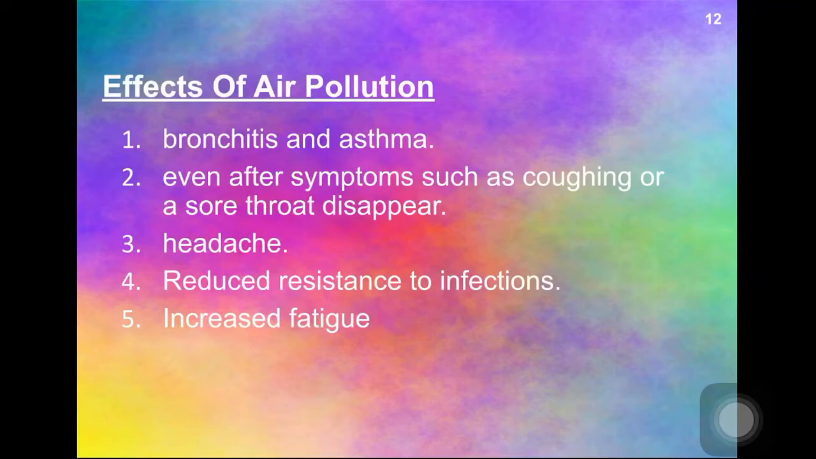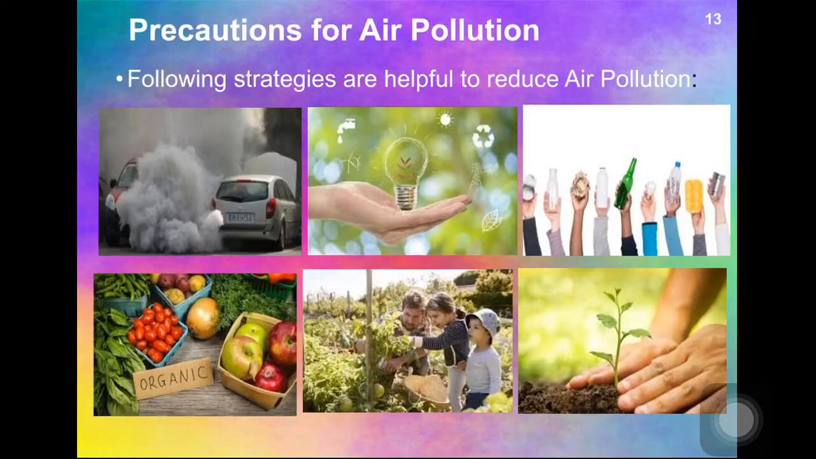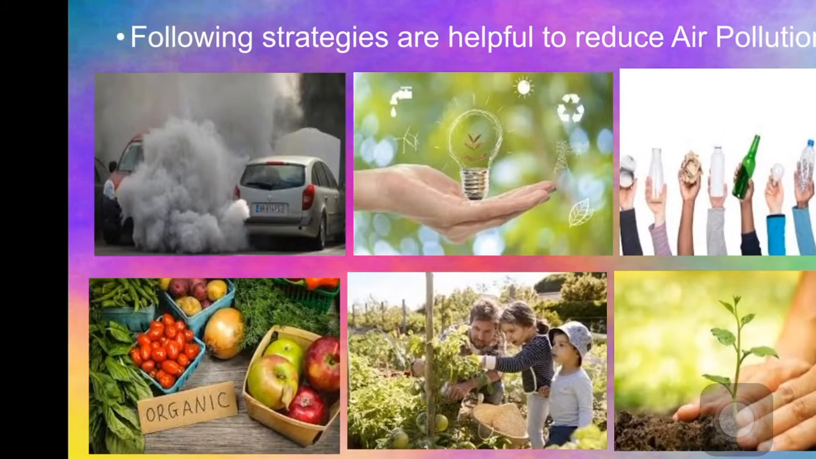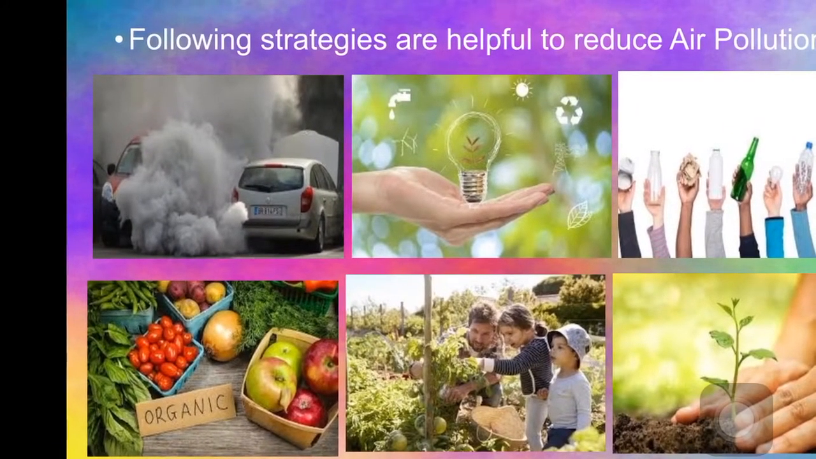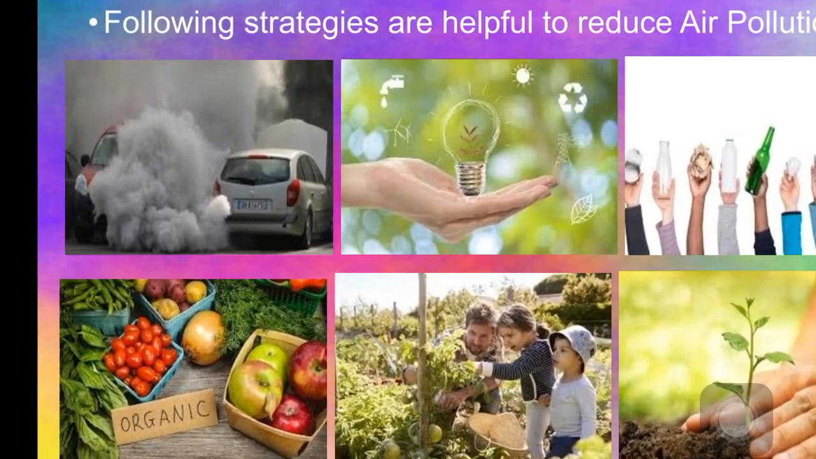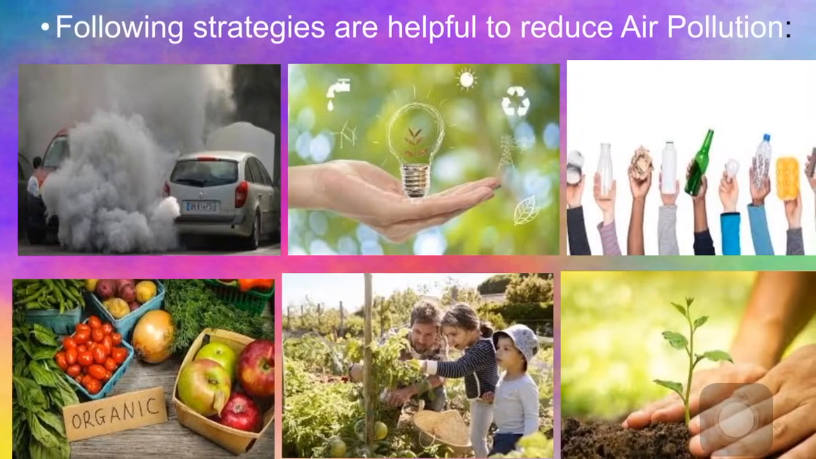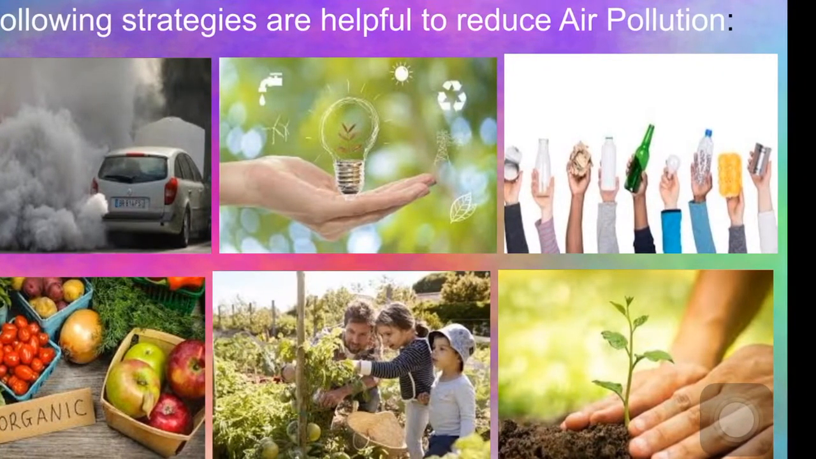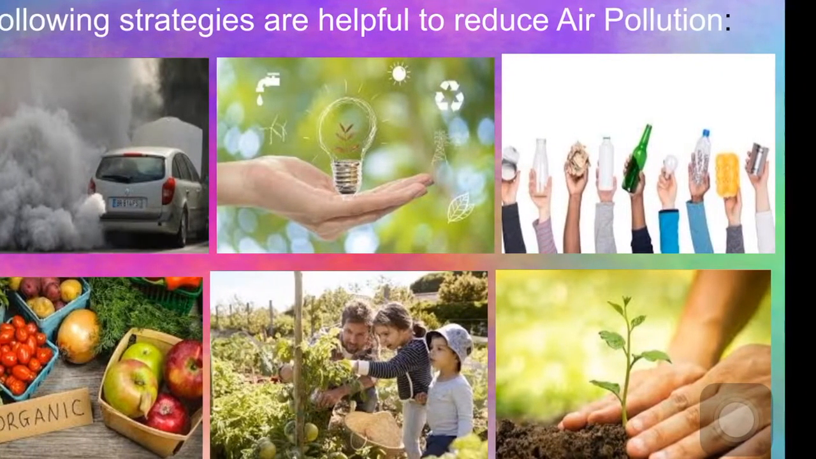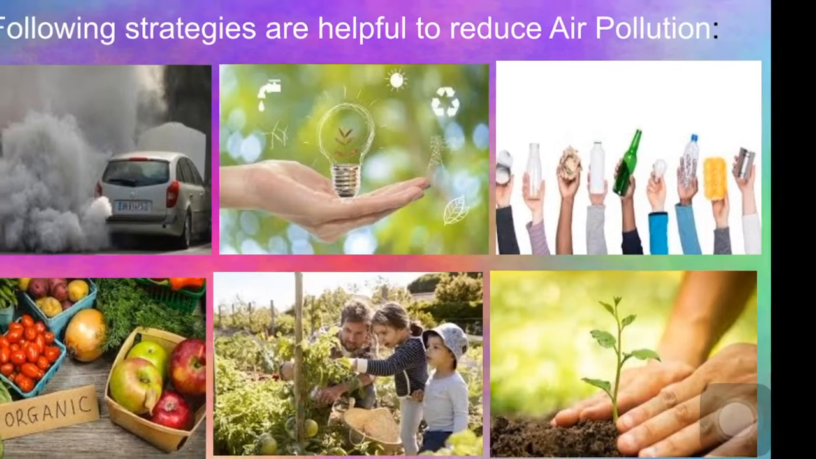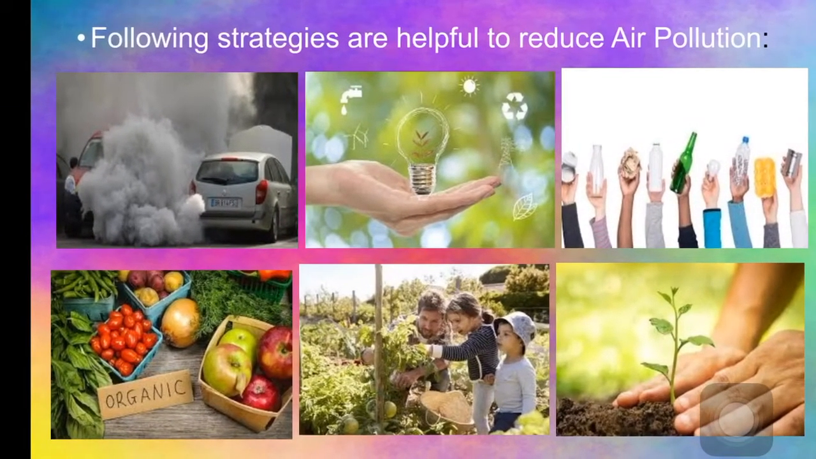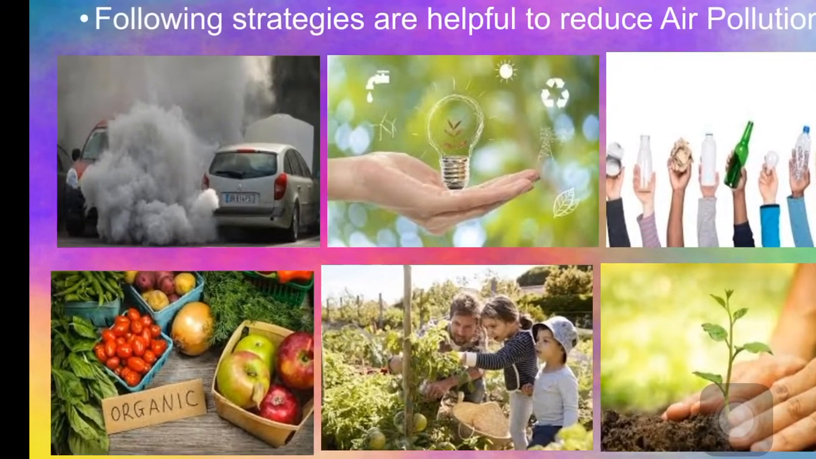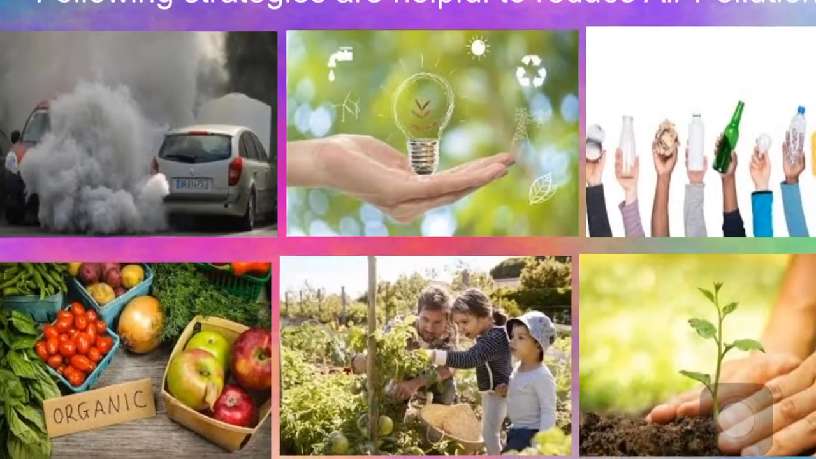Precautions for air pollution are to walk or use a bike, use public transport, and save energy. Maintain your wood stove or fireplace. Recycle and buy recycled products. Consume less and choose sustainable products. Eat local organic products and less meat, as well as plant more and more trees.